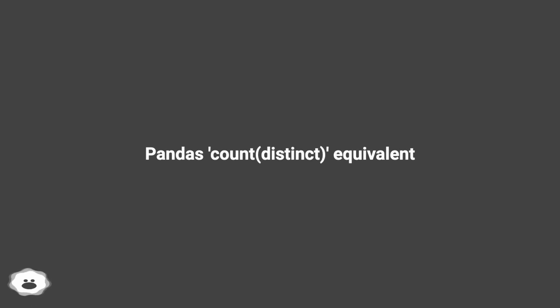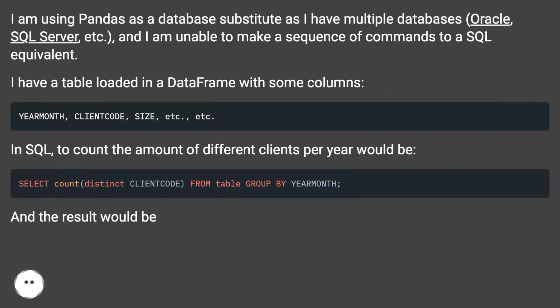Pandas count distinct equivalent. I am using Pandas as a database substitute as I have multiple databases, Oracle, SQL Server, etc., and I am unable to make a sequence of commands to a SQL equivalent. I have a table loaded in a data frame with some columns.